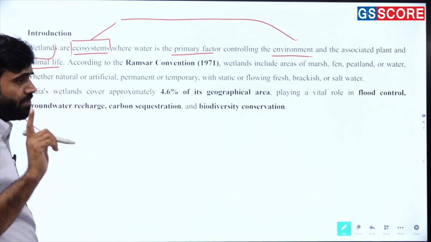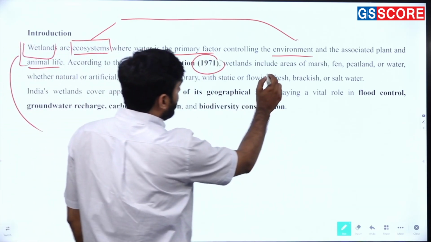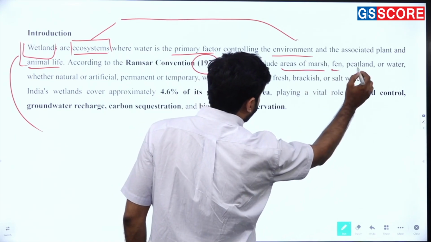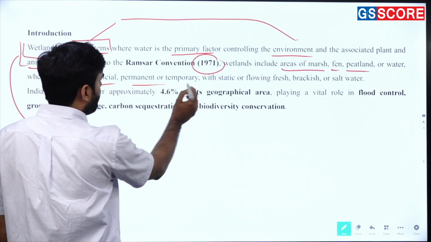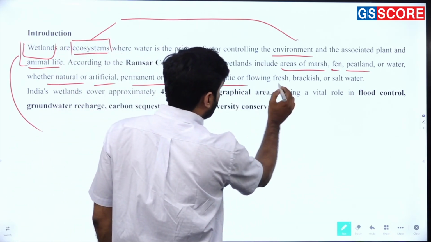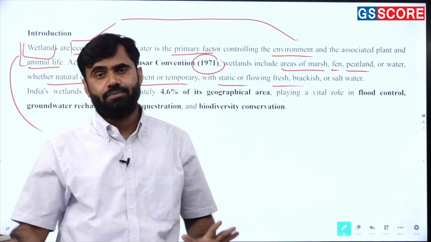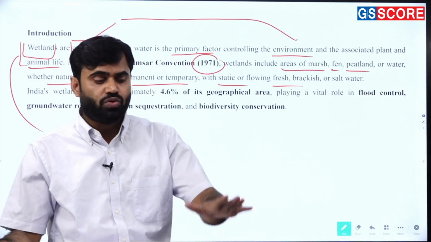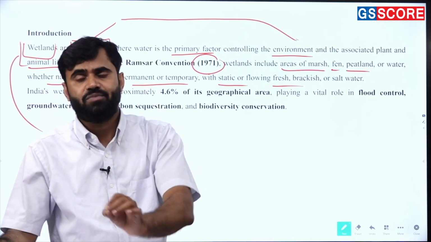And never forget to mention the Ramsar Convention, 1971, Iran. Wetlands include areas of marsh, fen, peatland, or water, whether natural or artificial, permanent or temporary, with static or flowing fresh, brackish, or salt water. I added each and every word on wetlands according to the Ramsar Wetland Convention 1971. Add all of them.